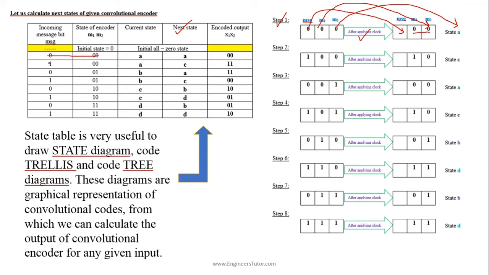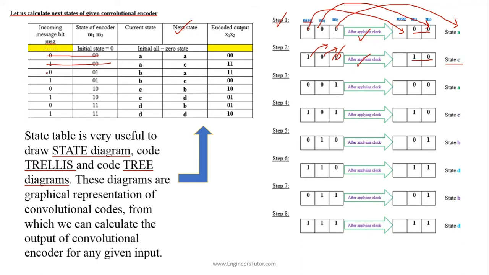In the next state 1 0 0, again after applying the clock pulse, this 0 will be discarded, this 1 moves to the next position by a right shift by 1 bit, so the contents become 1 0. This will be represented by state C.